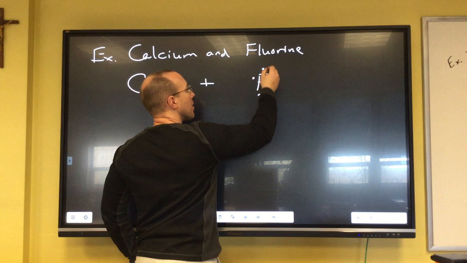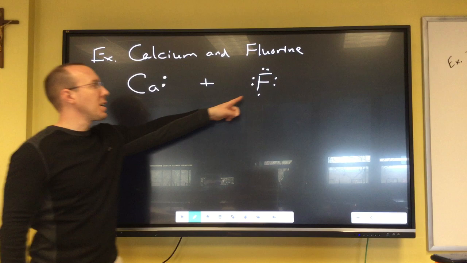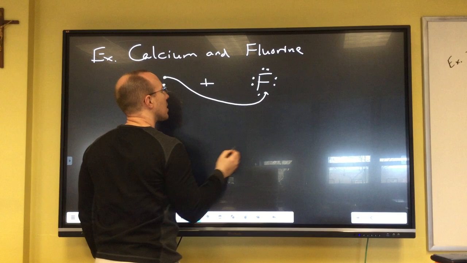So calcium needs to give up two. Fluorine only needs one. So let's take this one and put it over here. And then where does this one go? We need another fluorine.